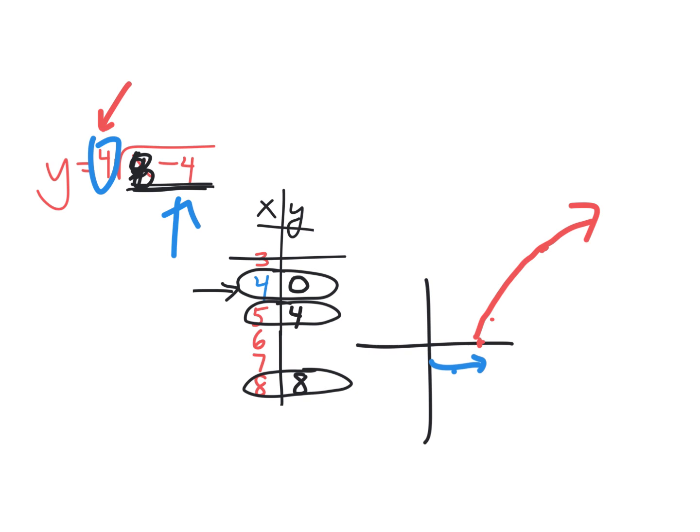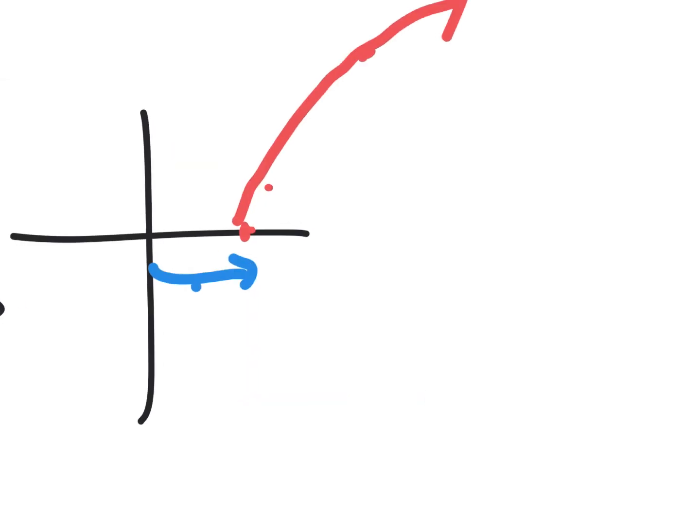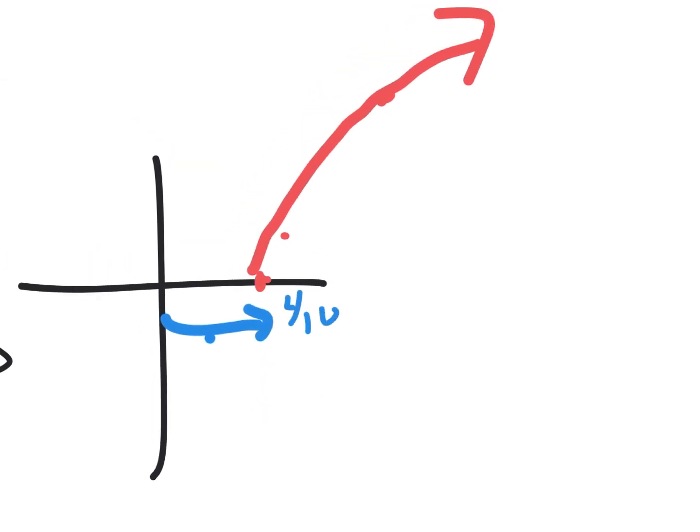Okay. Now, since that's the point 4 comma 0, what's the domain and range of this thing? There's domain and range questions all over on this test.